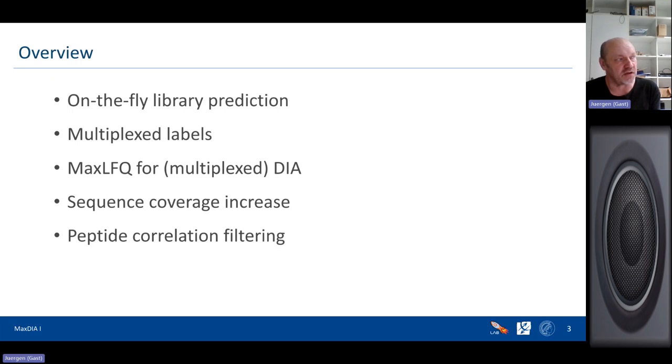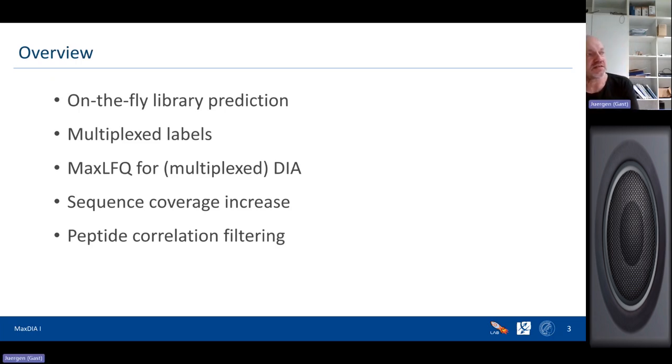So that's the on-the-fly library prediction. So it's about being able to do the DIA data analysis completely without any libraries, not even predicted libraries you have to specify, because they're all going to be predicted from the peptides that are in silico digested from the FASTA file, and then predicted by machine learning.